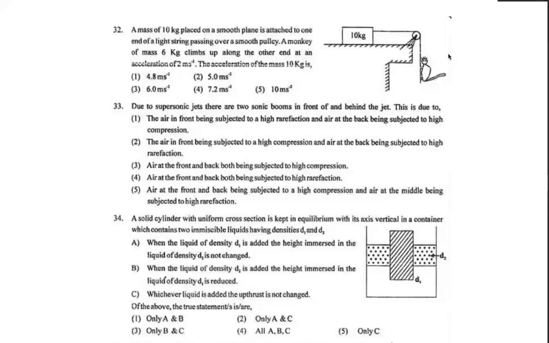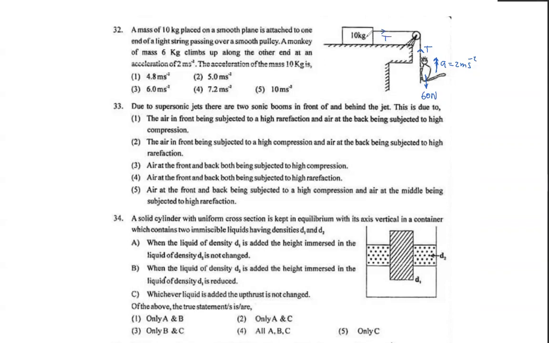32. A mass of 10 kg placed on a smooth plane is attached to one end of a light string passing over a smooth pulley. A monkey of 6 kg climbs up along the other end at an acceleration of 2 ms^-2. So the monkey already has an acceleration. It's given as 2 ms^-2. So the monkey will have a force acting downwards. What is the force? Its weight, 60 Newton. And if the monkey is going up, definitely there must be a force acting on the monkey in the upward direction, T. And that same T will be acting here as well.